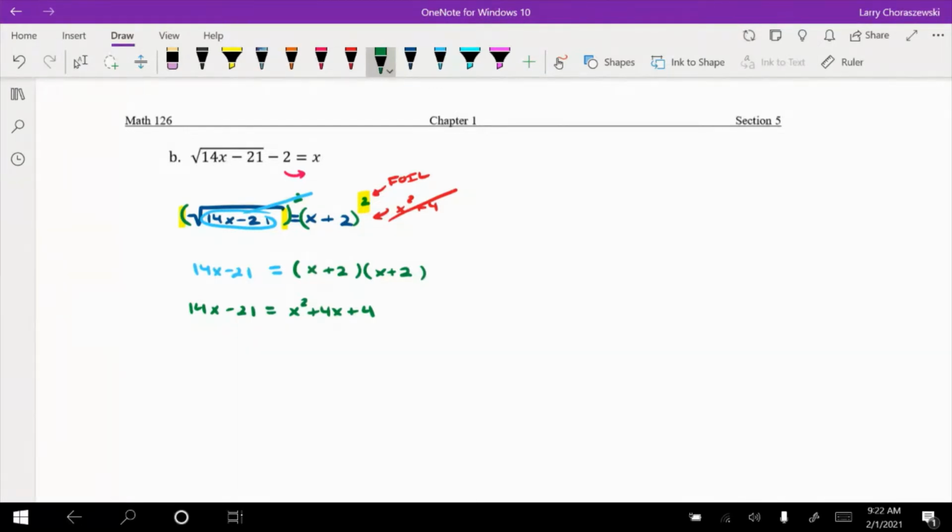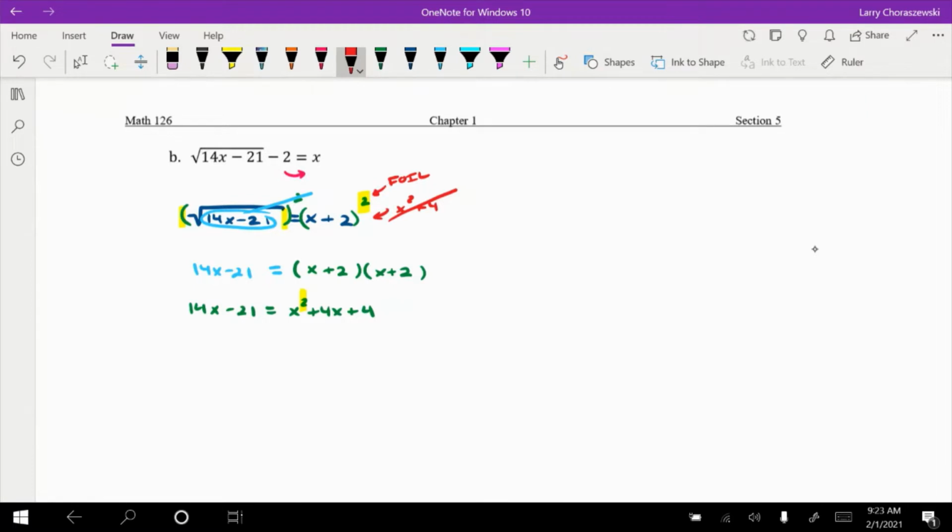Everybody good with all that so far? So you'll notice that we end up getting a quadratic equation. No more radicals, right? But it does up the degree on x, all right? Now, my recommendation is when you end up getting a quadratic equation at some point during your solution to one of these radical equations, the best thing to start off doing is setting one side to 0. And the easiest side to set to 0 is the left-hand side in this case. And we'll see why in just a moment.